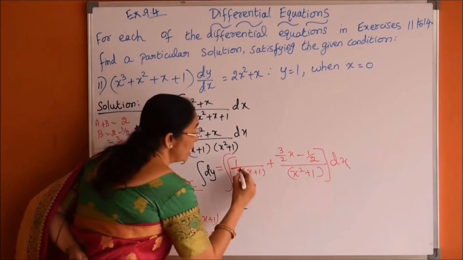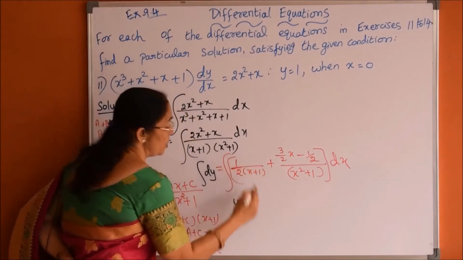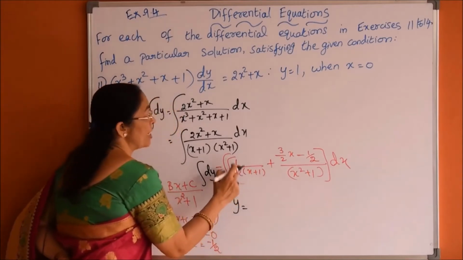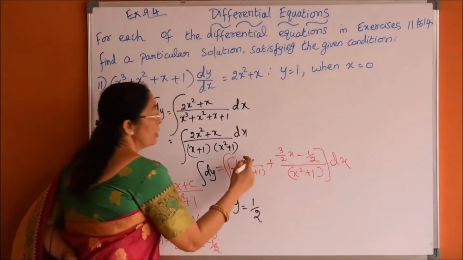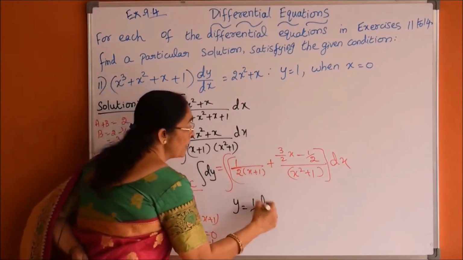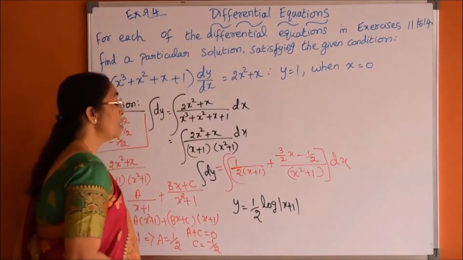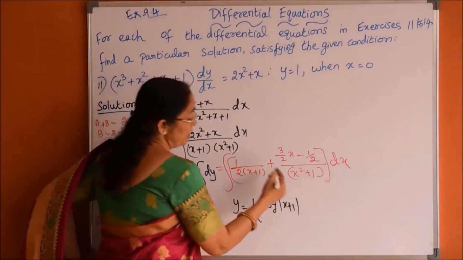The first term is the integration of 1/2 of 1/(x + 1). So we can find this integration easily. Half is outside. Integration of dx by (x + 1) is log|x + 1|. Now coming to the second part. Okay, let me do it with steps.